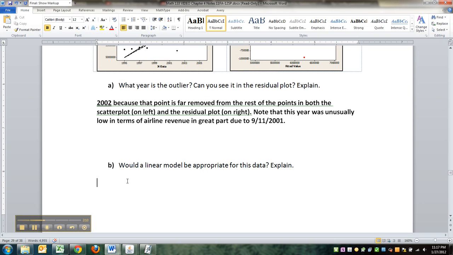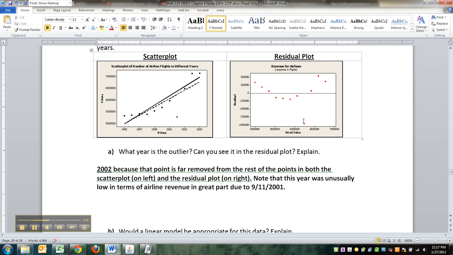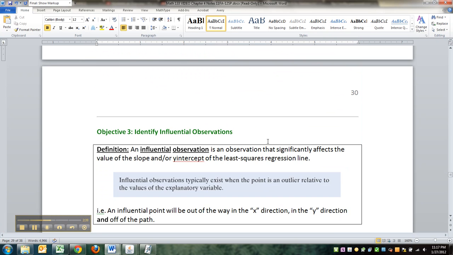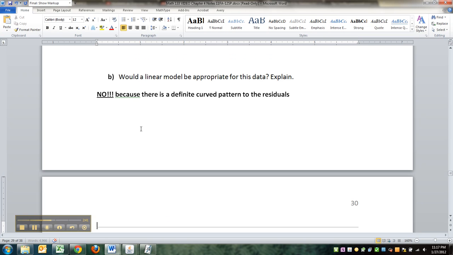Okay, would a linear model be appropriate for this? Heck no. No, right? Because there is a definite curved pattern to the residuals. Remember, pattern, bad. You don't want to see a pattern in your residual plot. Ignore the outlier because for obvious reasons that was kind of unusual, but look at the rest of them. Perfect, practically, a curve. So when you see a pattern like that, you should be doing something other than linear. Okay.